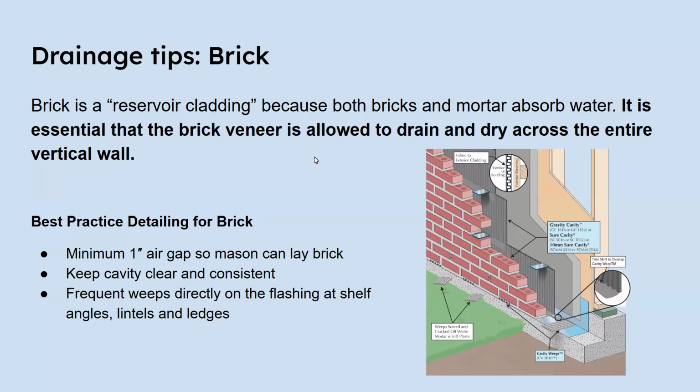MTI has a unique opportunity to provide a 16-inch wide drainage mat that's installed horizontally so as to fit conveniently between the shelf angles. That's something the masons find extremely beneficial rather than having to poke holes through wider mats. They can use our 16-inch wide varieties for that reason.